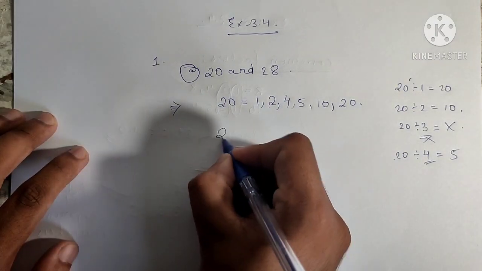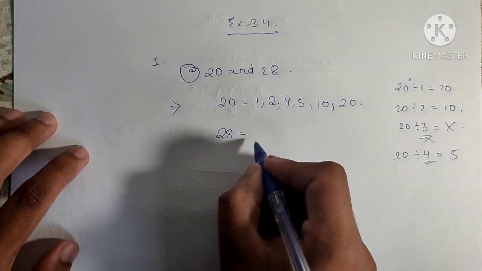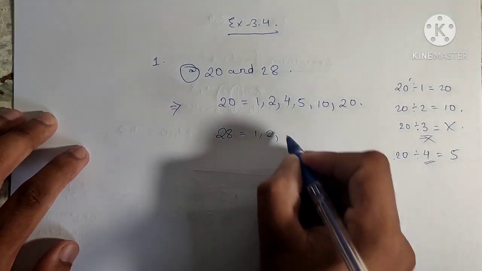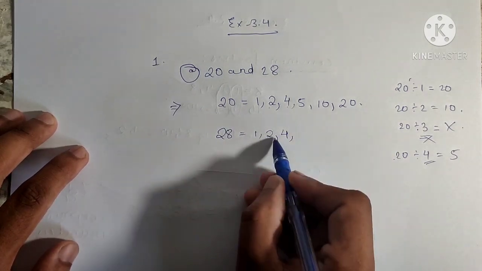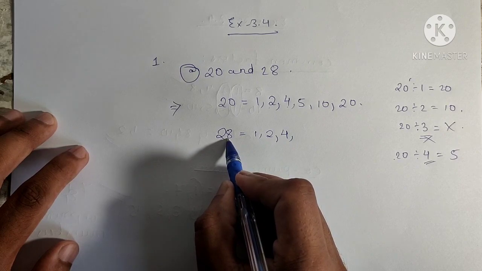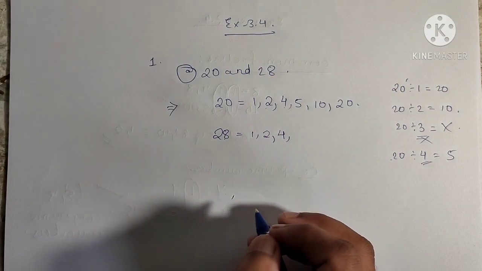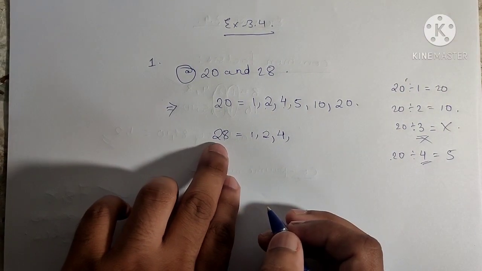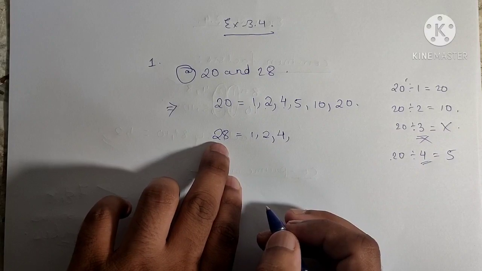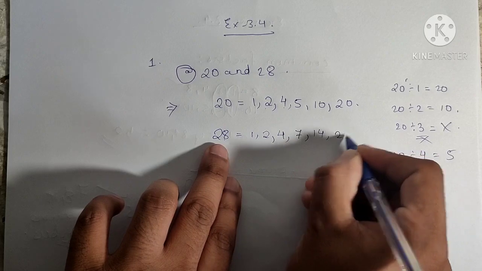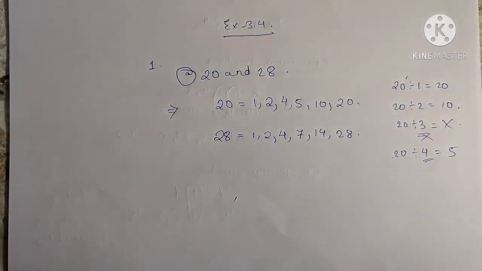What about 28? In your mind, think, will 1 divide 28? Yes. Will 2 divide 28? Yes. Will 4 divide 28? Yes. 3 will not divide 28 because 3 sevens are 21, 3 eights are 24, 3 nines are 27, and then 3 tens are 30. So 3 is not a factor of 28 because 28 is not in the timetable of 3. So 1, 2, 4, 7, 14 and 28 are the factors of 28.